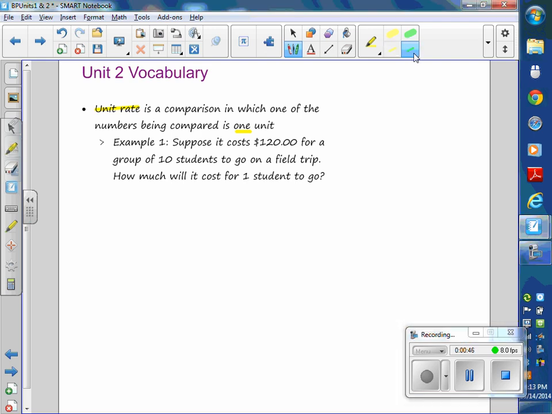So when you read example 1, it says, suppose it costs $120 for a group of 10 students. We have two different units. We have dollars and students. So it costs $120 for a group of 10 students to go on a field trip. And the question is, how much will it cost for one student? To answer this question, you need to find the unit rate. One way to do that is use the ratio tables that we've been working on and put dollars in the top and students in the bottom.